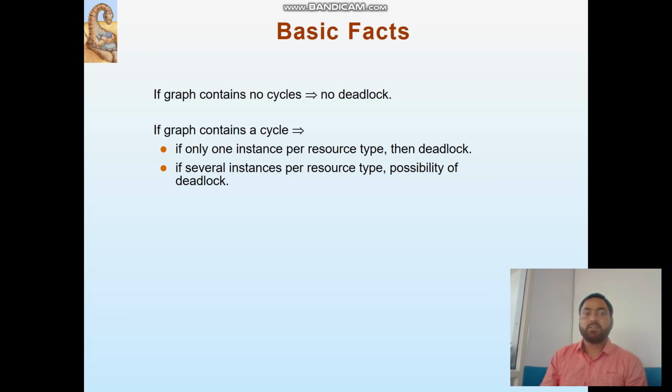And if a graph contains a cycle, then there are two conditions. If there is only one instance of every resource in the system, a single instance of the resource, then certainly it will lead to deadlock. The other condition is if the resources have multiple instances, then there is a possibility that the system can be in a safe state or it may be in the deadlock state.